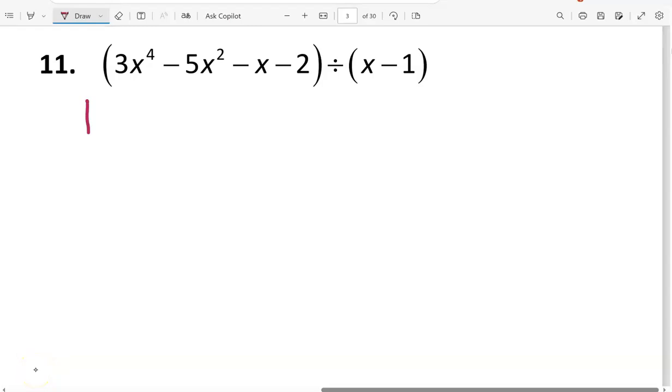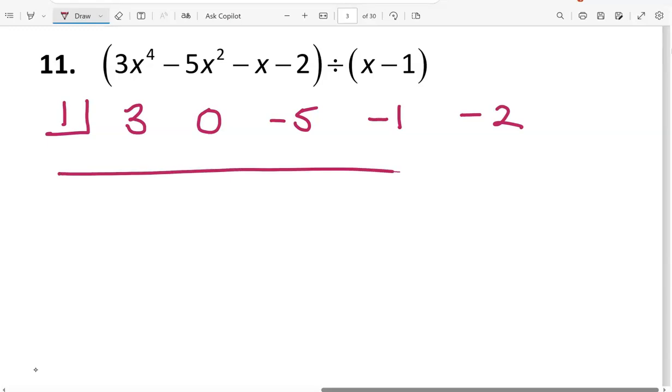In number 11, x minus 1 is equal to 0 when x is equal to 1, so I'm going to put a 1 in the box. Coefficients of the dividend go right next to it, so 3 is the coefficient of x to the fourth. There is a 0x cubed, minus 5x squared, minus 1x, and minus 2. Skip a line, bring down that 3. 3 times 1 is 3. Add that column, that's 3 plus 0 is 3.